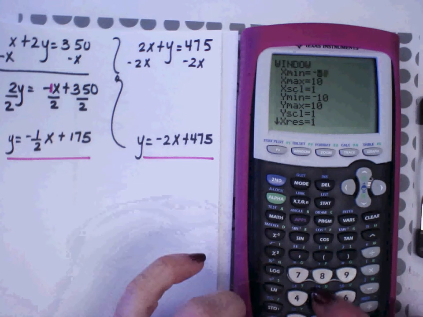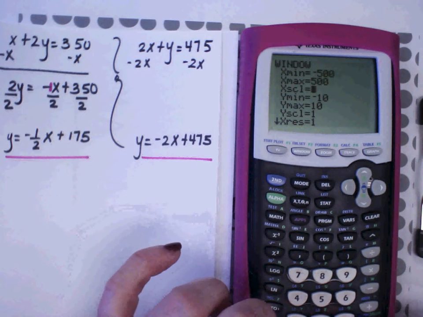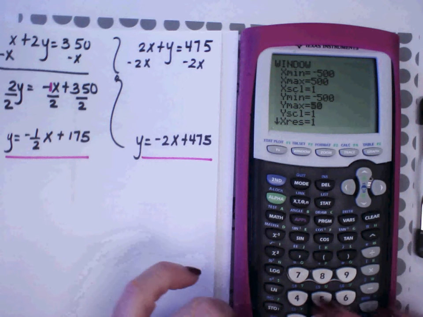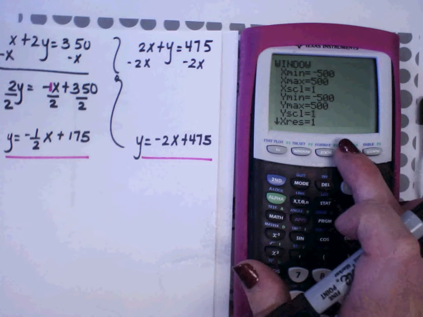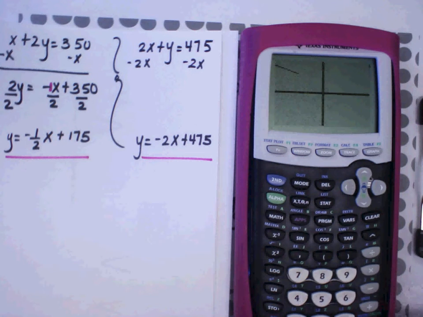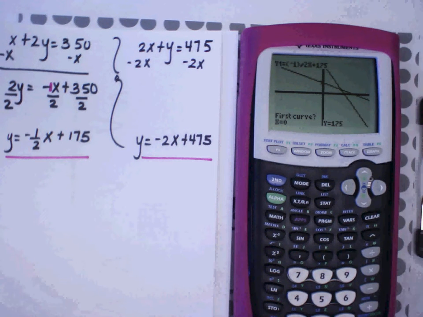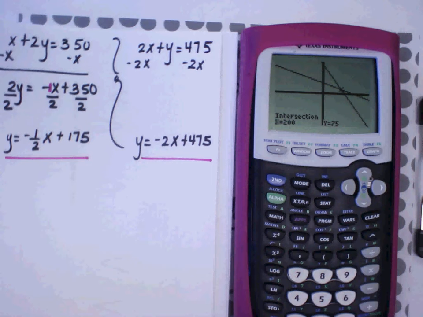What do you think you need to change your window to? Yeah, you can do 500, just to be on the safe side. Now, you don't have to change all of them, but I like to change all of them. Then I'm going to go ahead and calculate the intersect, but you got to wait for it to graph, right? All right, and then enter how many times? 1, 2, or until you see the word intersection. Very good.